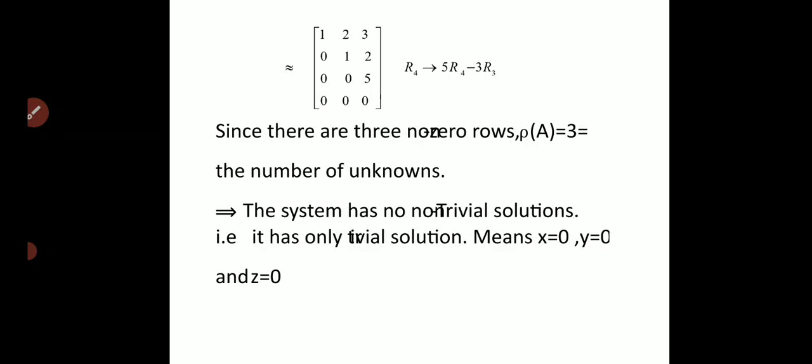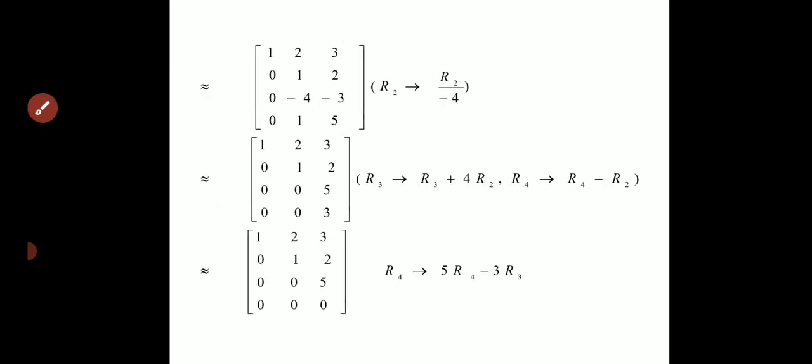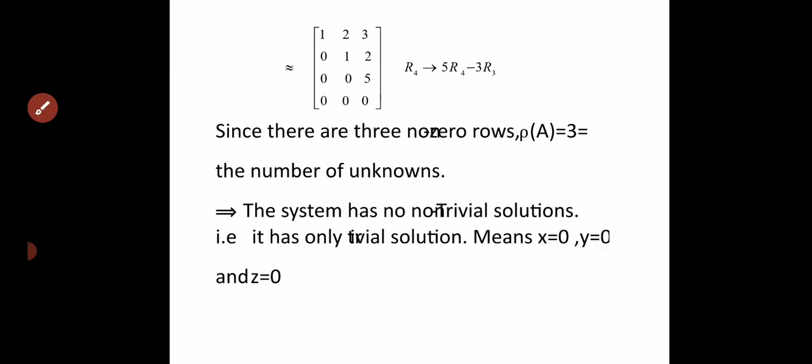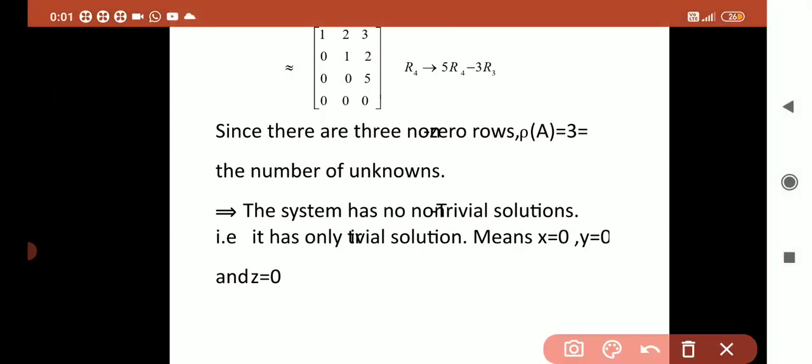That is 3 equations, 3 unknowns. Here the rank is equal to the number of unknowns. So rank of A equals the number of unknowns, then the system has only the trivial solution. That is, it has no non-trivial solution. Trivial solution means, as you have seen in previous cases, we can reconstruct this matrix into a system of equations.